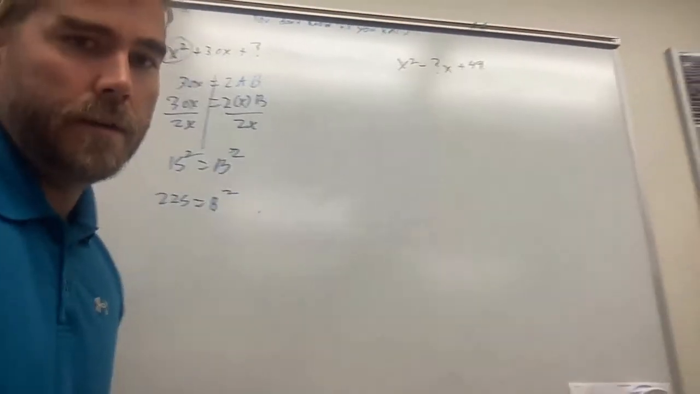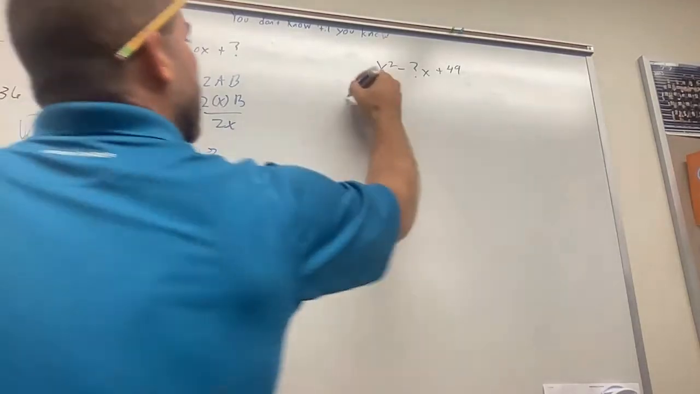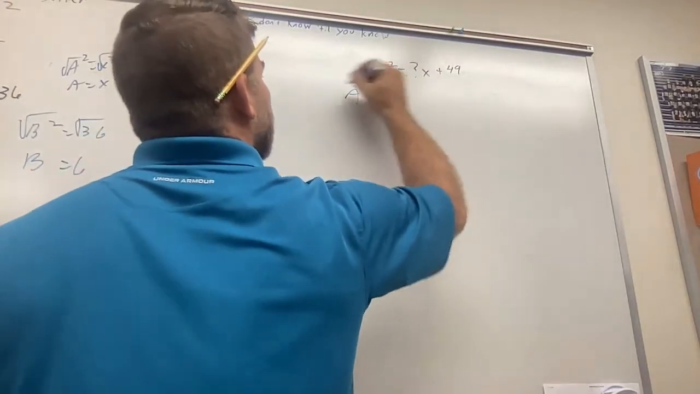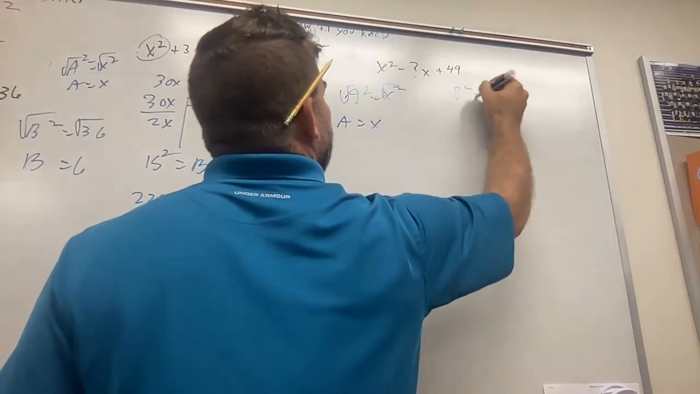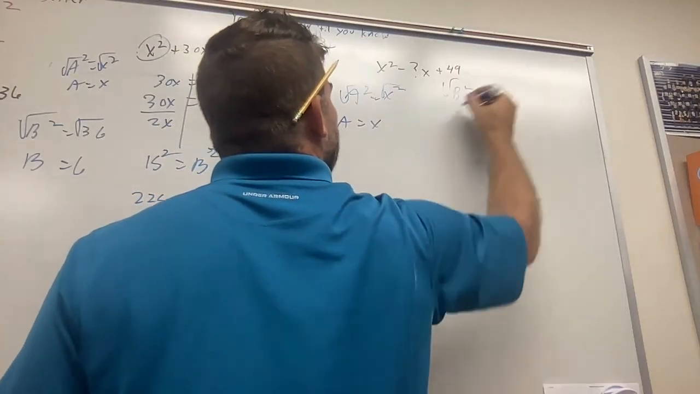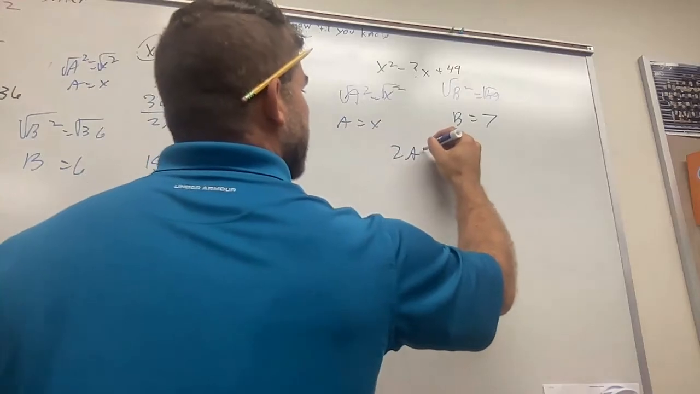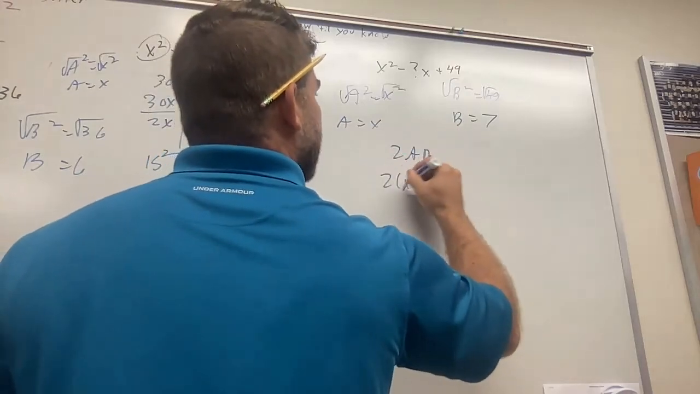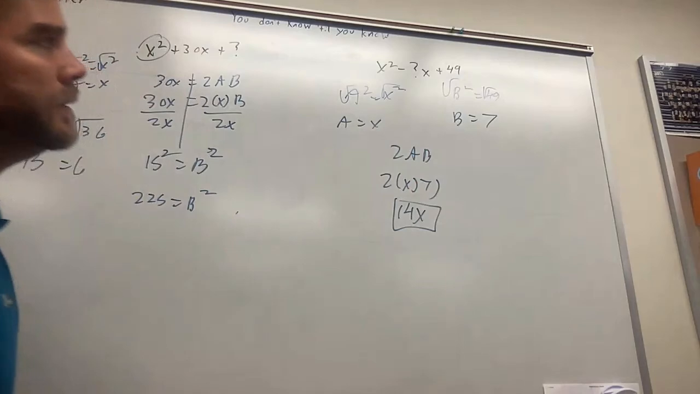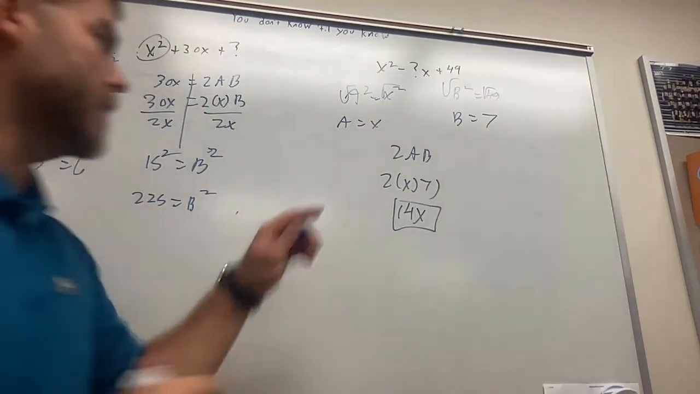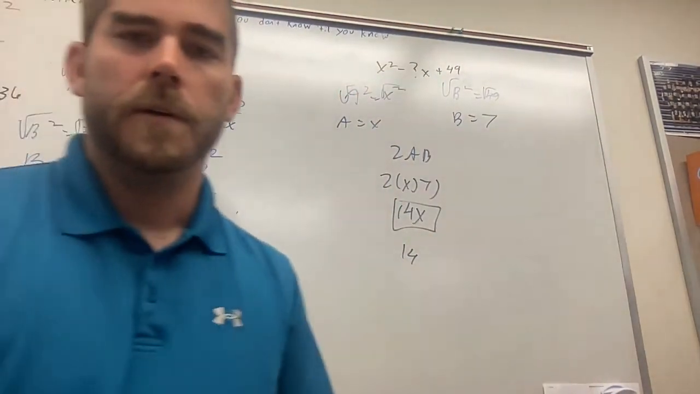All right, do the same thing here. Now this one is going to be more similar to how we solved the other problems. A squared equals x squared, square root both sides. A equals x. B squared equals 49, square root. B equals 7. I need 2 times a times b. Well, a is x, b is 7. So my middle will be 14x. I guess the question mark in this case is just 14. They already had the x there.